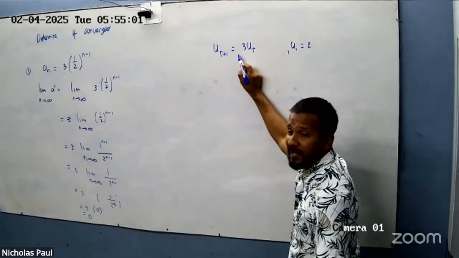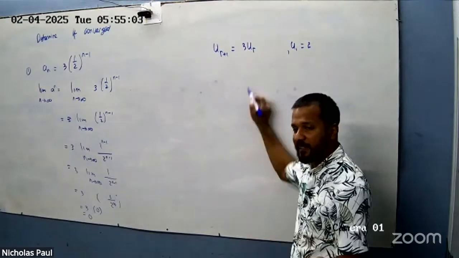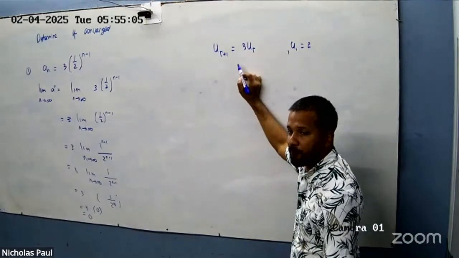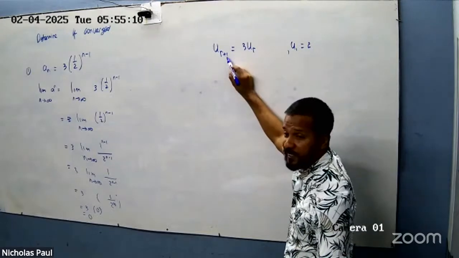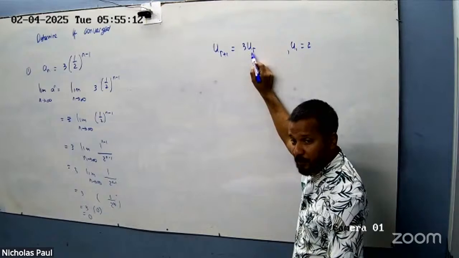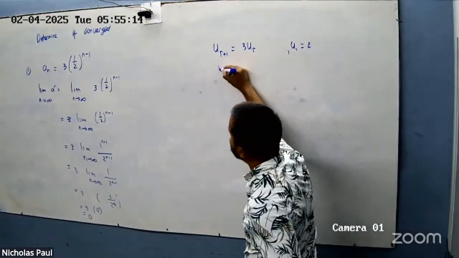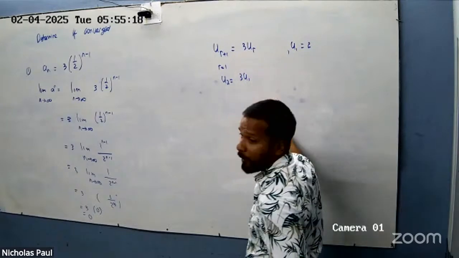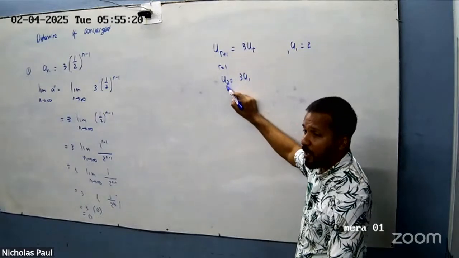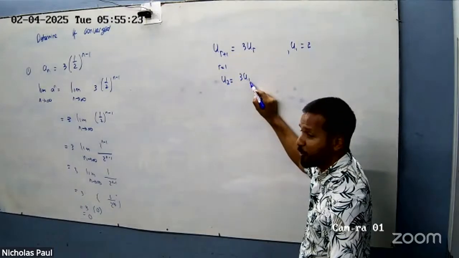How do you find the terms in this sequence? You need the previous term, right? To get the preceding term, you need the previous term. For example, when r is 1, I get U2 is equal to 3U1. And the only way I can figure out U2 is if I know U1.